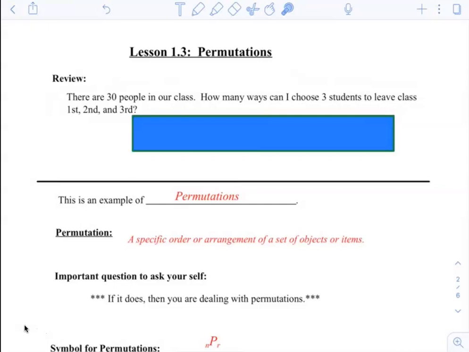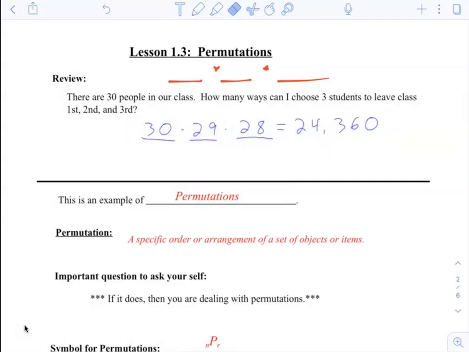All right, so after you've looked at working on that one, now let's go over the answer. If there's 30 people in our class, I'm gonna take that 30 and use it. This part's gonna be important. I want to choose 3 students, which means I have 3 choices. So I want to set it up in some way like this: something times something times something. Okay. Hopefully you got 30 times 29 times 28.